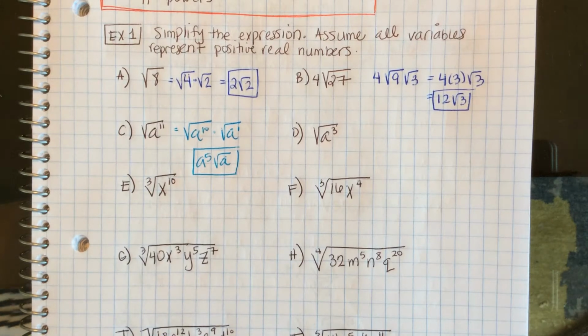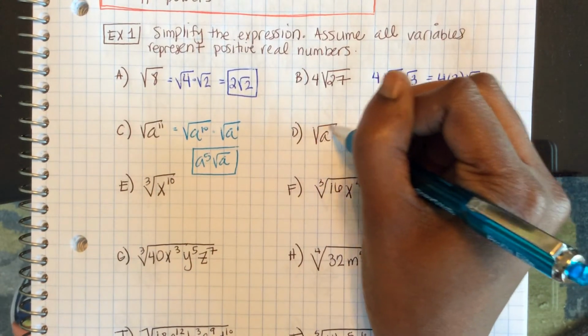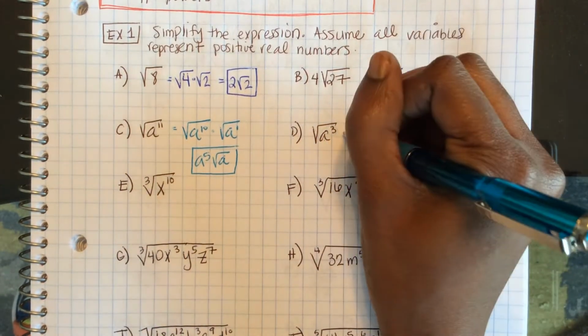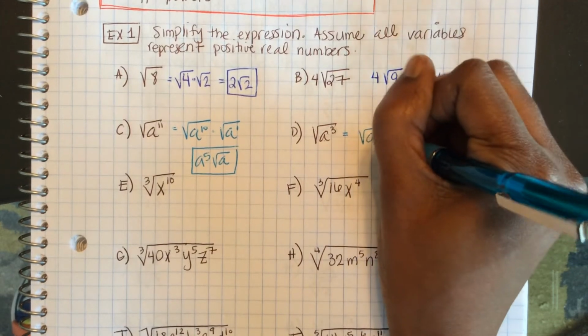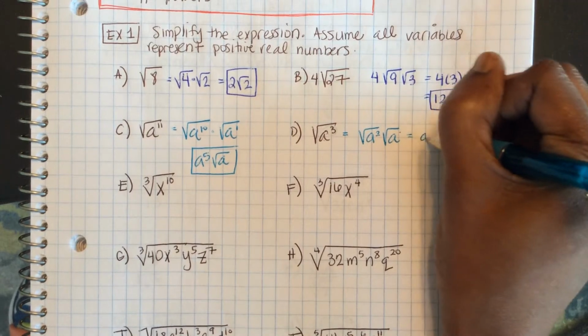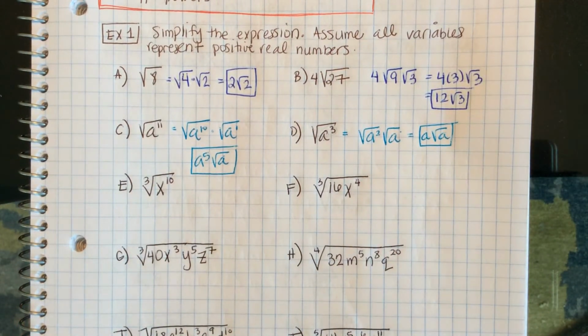Well, the square root of a to the 10th is a to the 5th, and square root of a would be left over. Now, square root of a to the 3rd. This index is smaller than this power, so I know it can be simplified. So what's the largest perfect square I could pull out of a cubed? That's a squared times a. The square root of a squared is a, and the a is left in your radical.